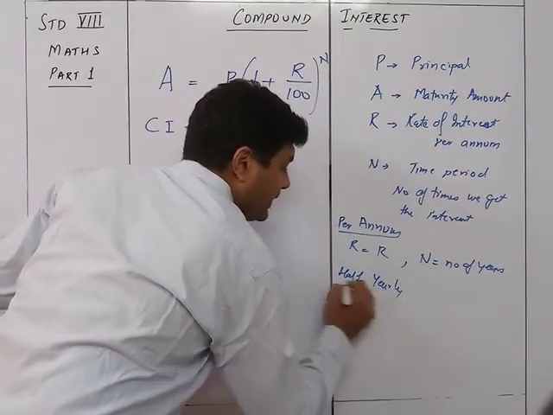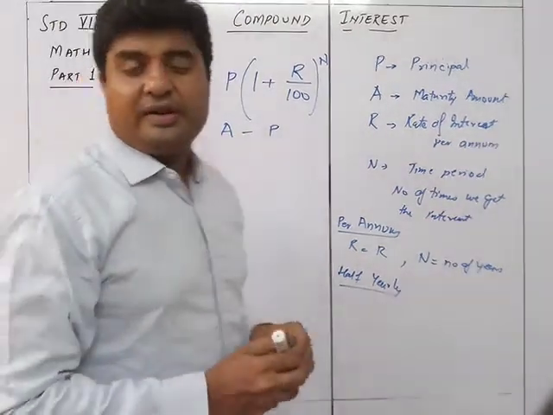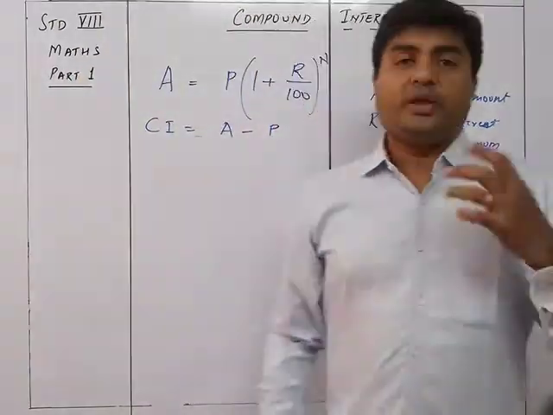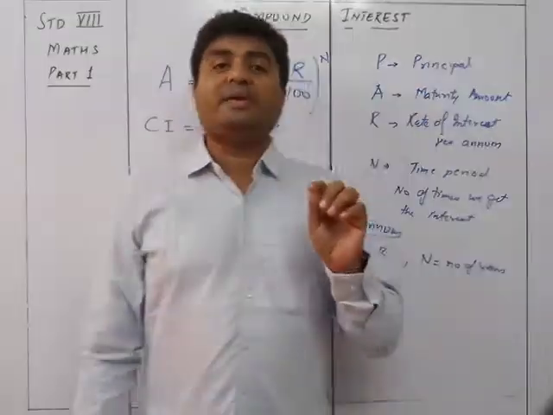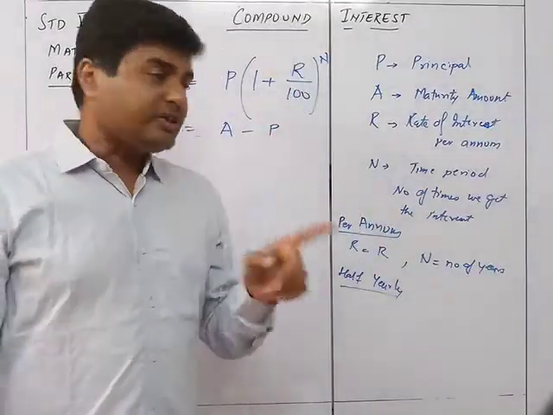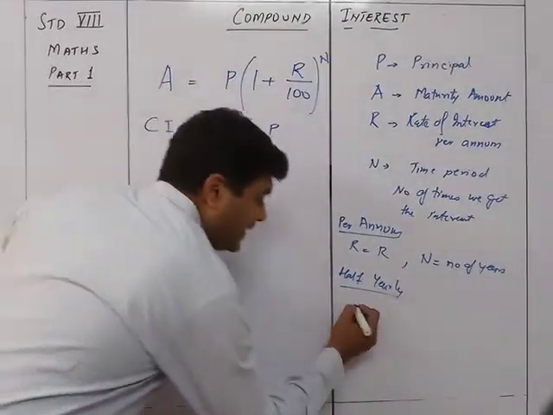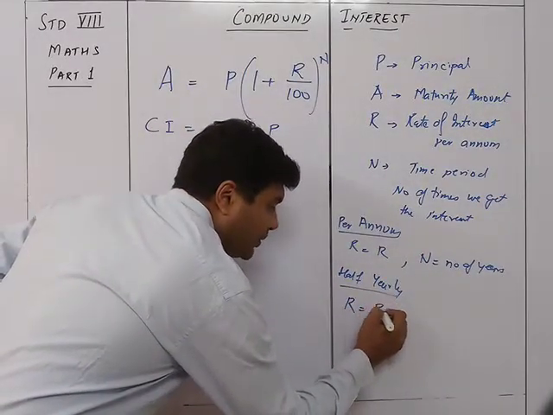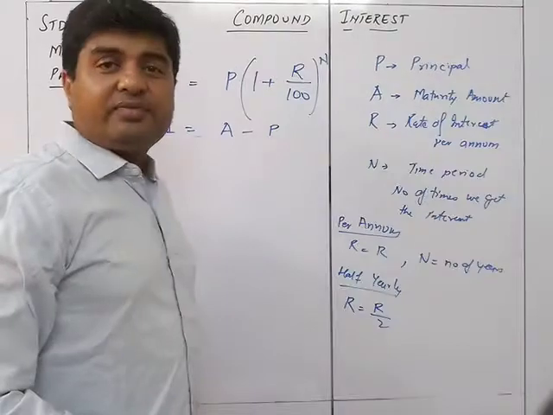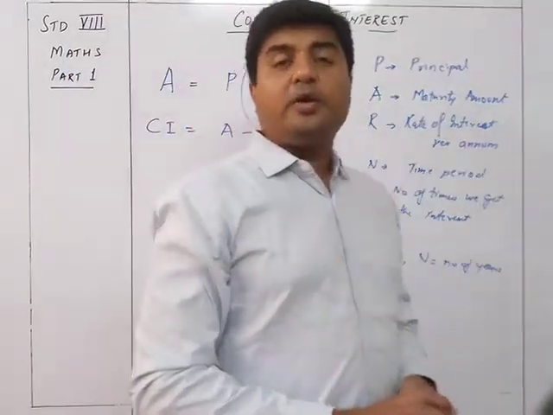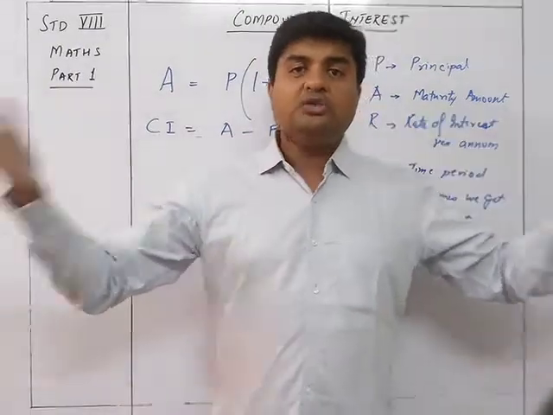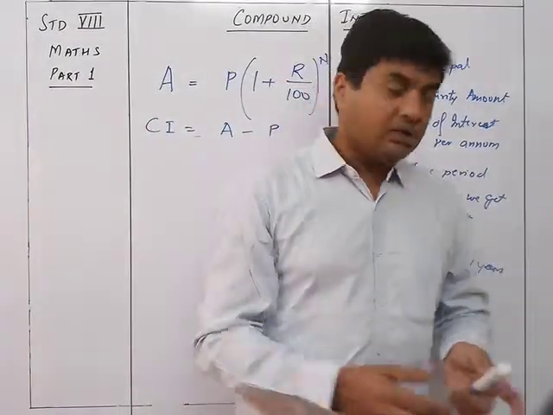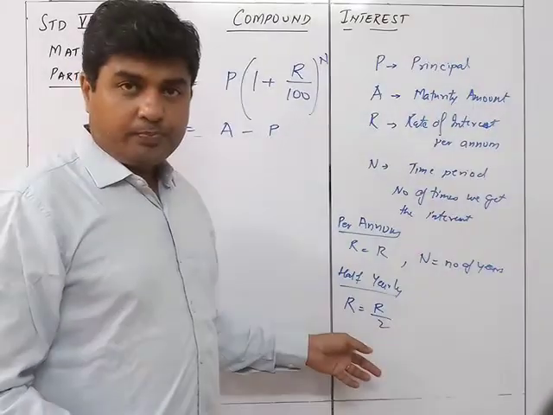Now if the interest is given to you half yearly, that means the bank is going to give you interest every 6 months. So when the bank is giving you interest every 6 months, there will be two changes over here. First of all, my rate of interest will become R upon 2, because instead of giving me 10% per annum, they will give me 5% for 6 months. Obviously, because it is 10% for the whole year. So for half a year how much will it be? 5%. So it will be R upon 2.